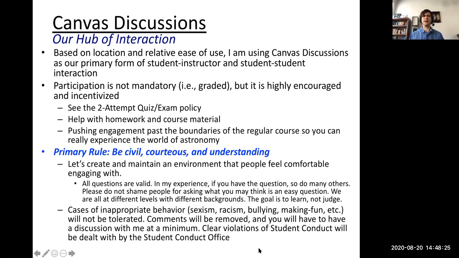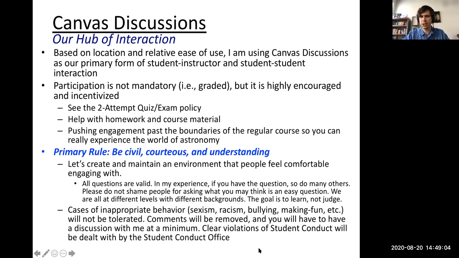Also, I must mention that there is one primary rule of the Canvas discussions, and that's be civil, courteous, and understanding of one another. This is supposed to be an environment that we all feel comfortable engaging in. I want people to feel like they can come here and ask questions without any fear that they're going to be bullied or people are going to go, well, that's a stupid question. So no shaming, no bullying, no laughing at other people if they have a question that you know the answer to. We're all coming from different backgrounds. We all have different skill sets. We're in a class. The goal of education is to learn.